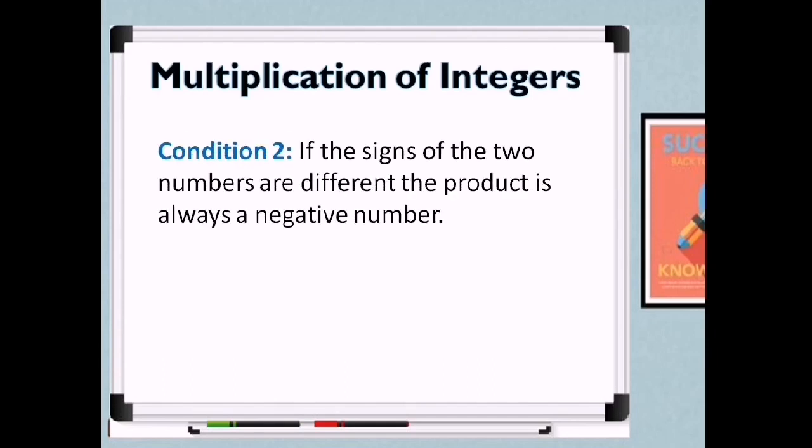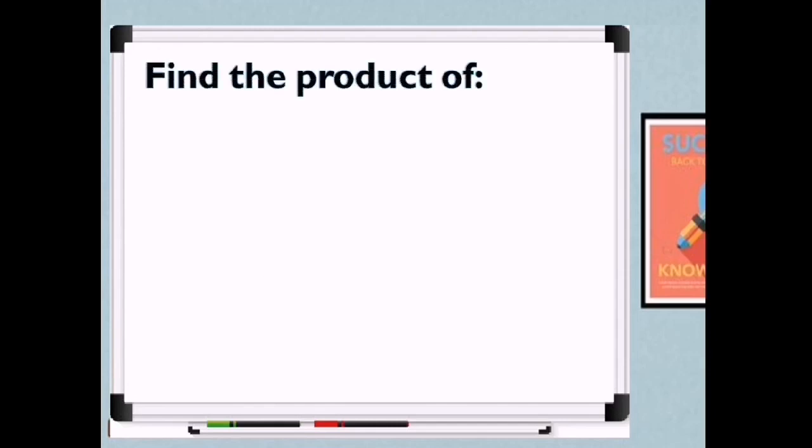So kapag pareho daw ng sign, yung numbers na imumultiply, ang sign daw ay positive. While in condition 2, if the signs of the two numbers are different, the product is always a negative number. Example, positive times negative is negative, or negative times positive equals negative. So we need to remember the two conditions. Kapag parehas ng sign, positive. Kapag magkaiba ng sign, negative.